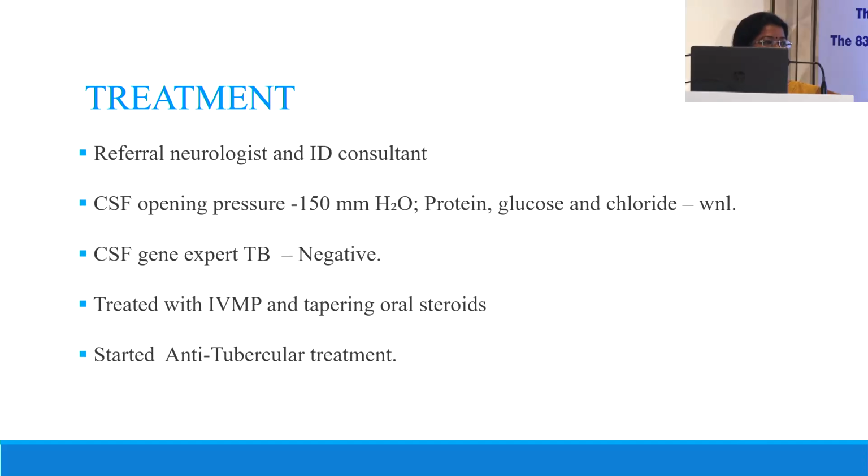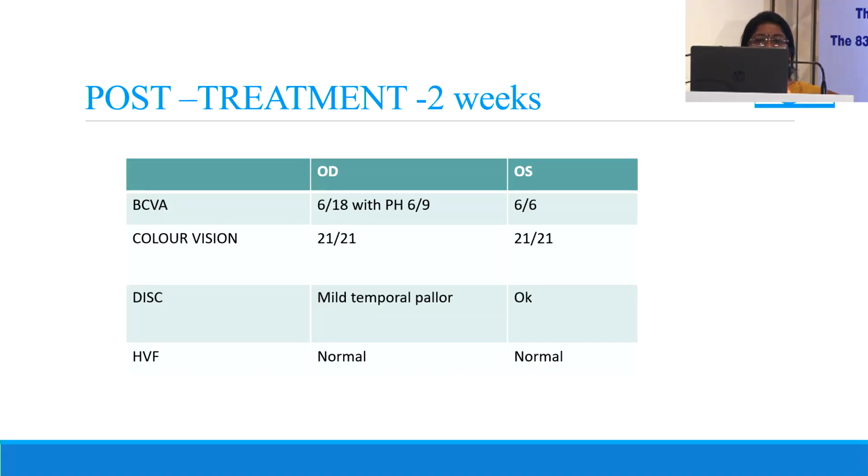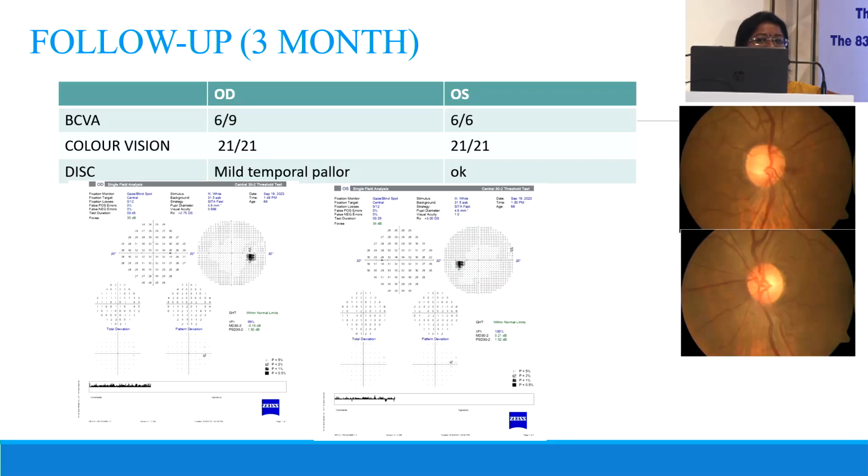When we have these two positive in a 60-plus patient, and if she's going to come back with a relapse, I don't have a choice, I have to escalate her immunosuppression. Post-treatment, she did recover from counting fingers to almost 6/18 by 2 weeks, and she recovered by 3 months to 6/9, and she's still on antituberculous treatment.